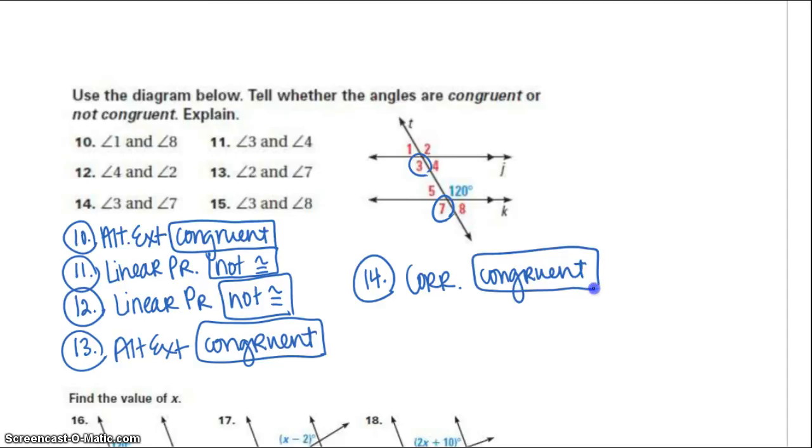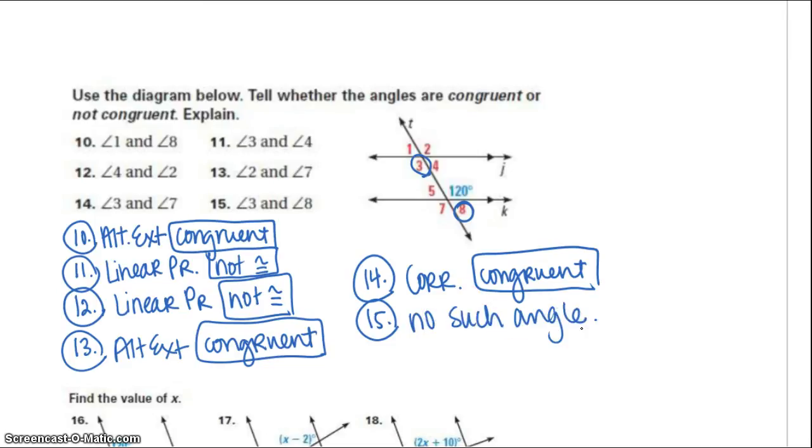Okay, so these are congruent. And then we have 15. 3 and 8. All right, 3 and 8. Let's see. What kind of angles are these? They're alternating, but one's inside and one's outside. So even if we looked at them like corresponding, they totally don't correspond, right? 3's in the lower left and 8's in the lower right. They're not vertical. They're not a linear pair. These things are real funky. There's no kind of angle here, so I'm just going to write no such angle.